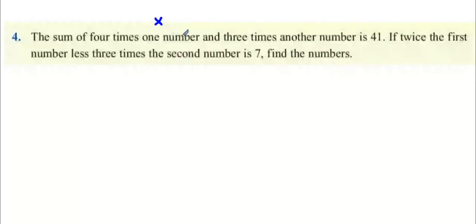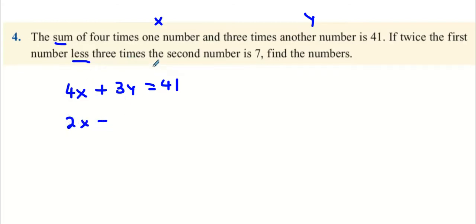Let x be the one number and y be the other number. 4 times one number, 4x. 4 multiplied by whatever that number is. And is usually plus. It says the sum of, so that means adding them together. 3 times the other number is 3y equals 41. If twice the first number, so twice the first number, which is 2x, less means take away, 3 times the second number, minus 3y equals 7. Once again, we can add downwards here.